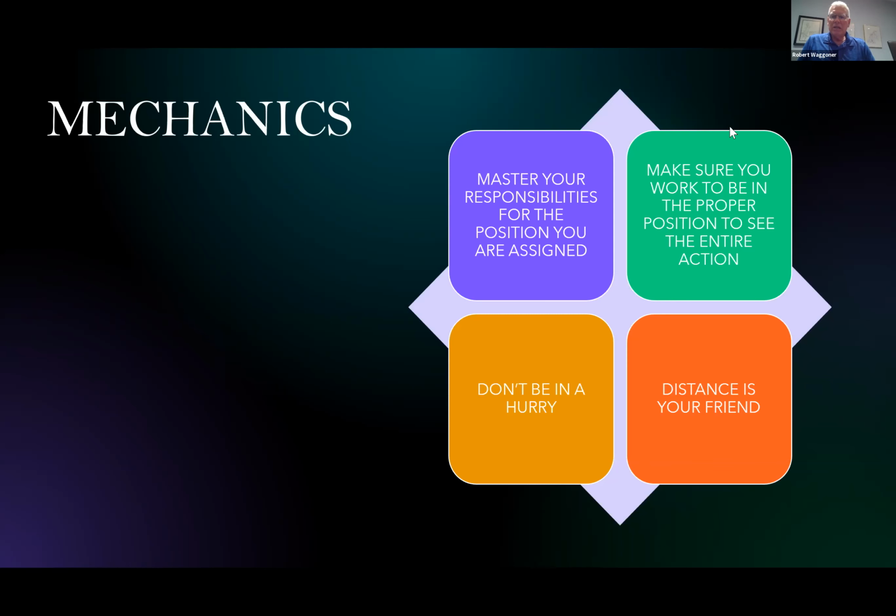Mechanics are probably the biggest piece of this puzzle. You've got to master the responsibilities for the position you're assigned. You've got to know where to be and what to be. You've got to know your initial responsibilities and when to shift. You've got to be able to put yourself in the proper position to see the entire action. And probably one of the hardest ones for young officials is don't be in a hurry.